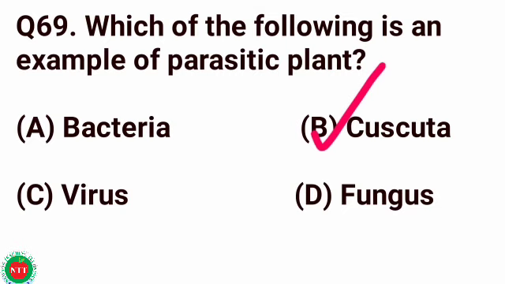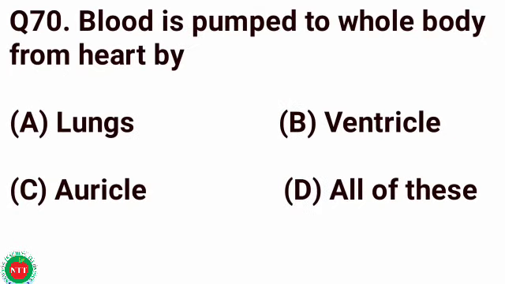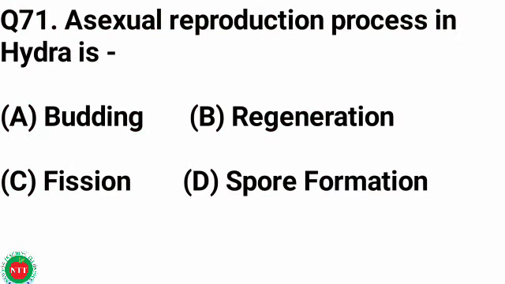Question number 70. Blood is pumped to whole body from heart by lungs, ventricle, auricle, all of these. The right answer for this question is ventricle. Question number 71. Asexual reproduction process in Hydra is budding, regeneration, fission, spore formation. The right answer for this question is budding.